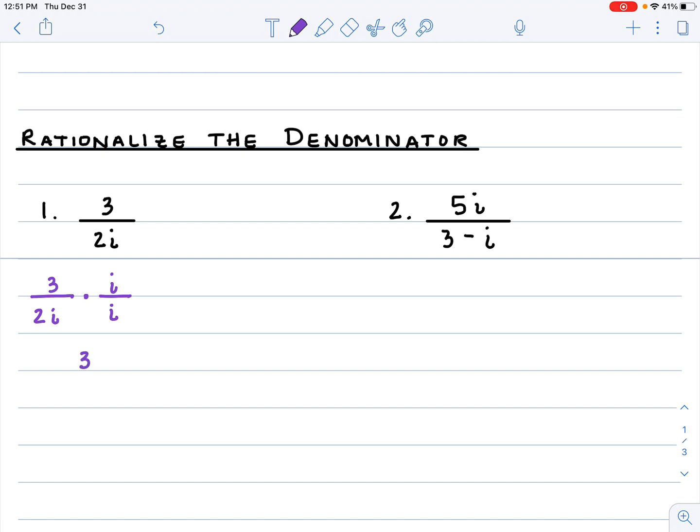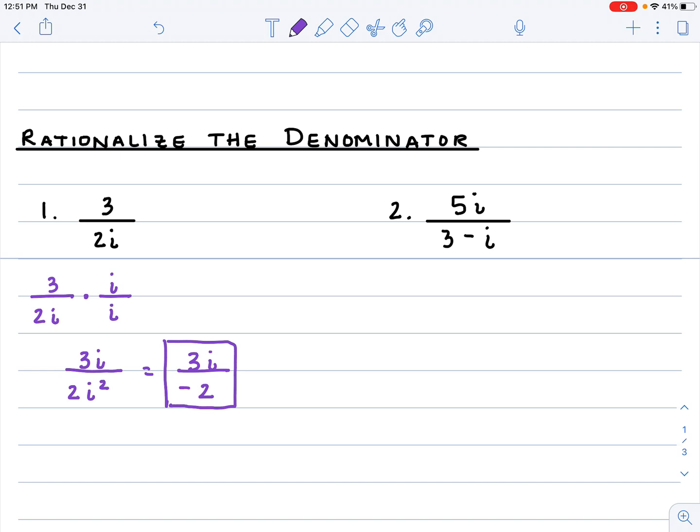So 3 times i would result in 3i. 2i times i would give me 2i squared. We know better. What is i squared? Well, i squared is -1. So that would result in -2 on the bottom. And that would be my final solution. So again, just like the radicals, we don't want them in the denominator, right? We want a nice real number in that denominator. We don't care if it's in the numerator, that's fine. We want to get rid of it in the denominator.